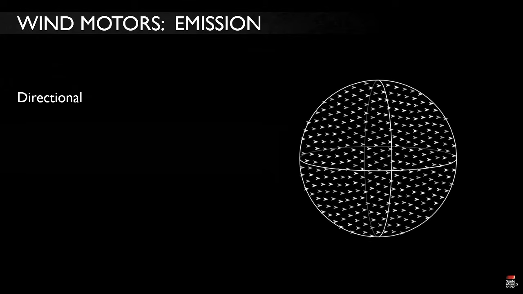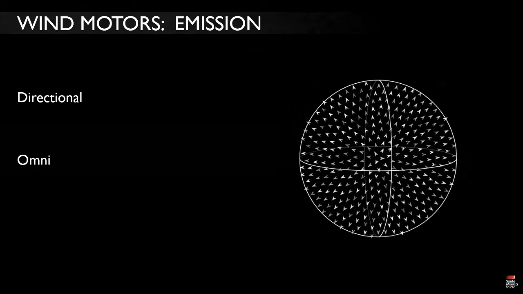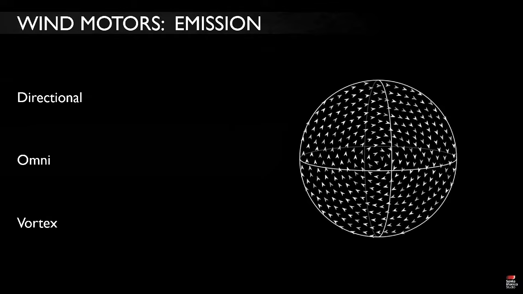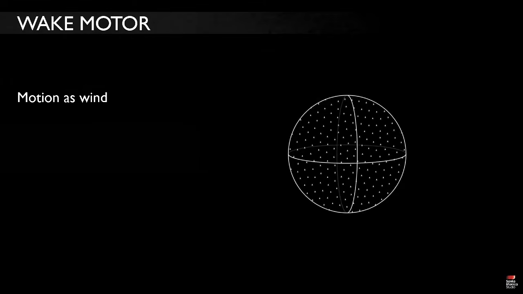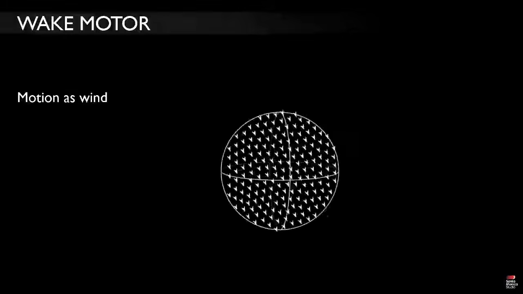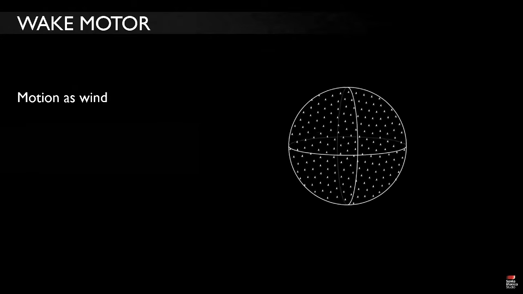So what is their output? Within those shapes, we have three simple distributions. Directional motors emit wind along the primary axis. Omni-motors emit wind outwards from the central point. And vortex motors emit wind around the primary axis. We also have a special fourth type of wind motor, the wake motor. This outputs wind in the direction that it travels, proportional to its speed.